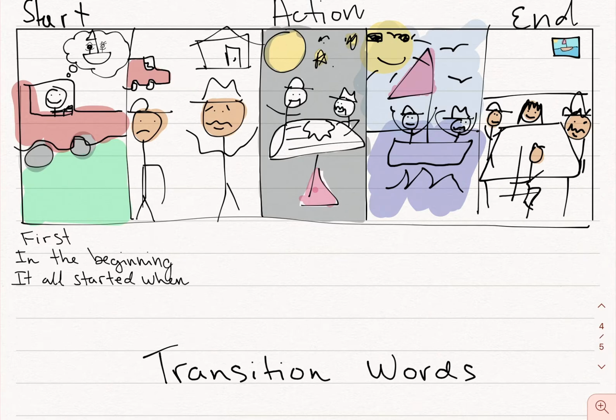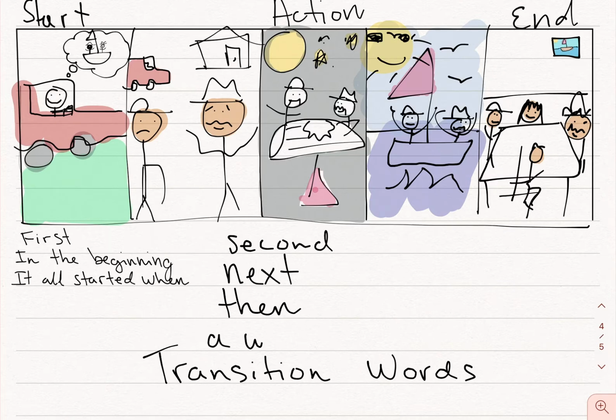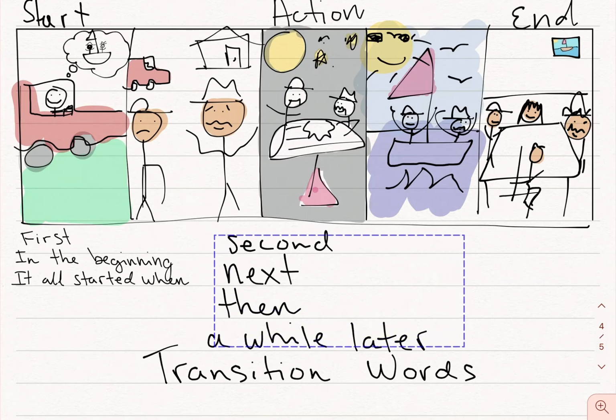So we had first. How about second? So the first thing that happened was, then the second thing that happened was, we might use the word next, or the word then. That's a good transition word. Then this happened. Then that happened. We might use a transition word, or even a phrase. How about a while later? That's a good one. I'm going to make a bit more room here.